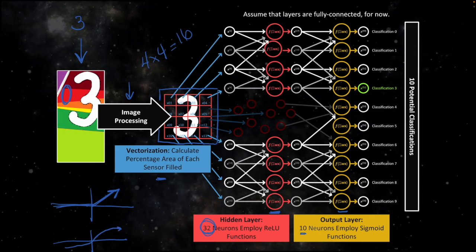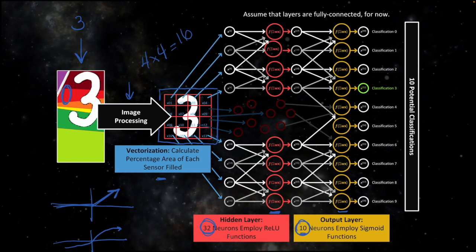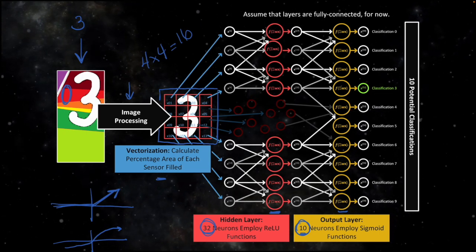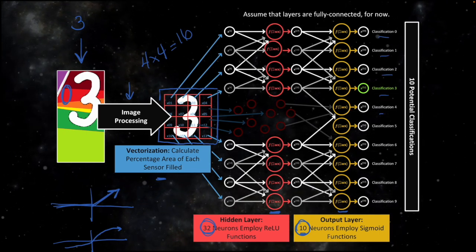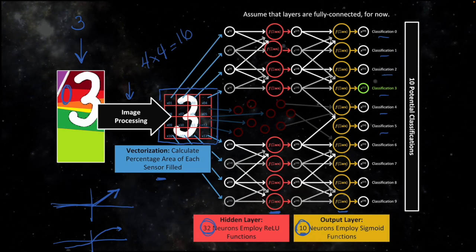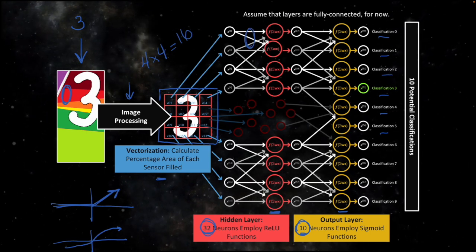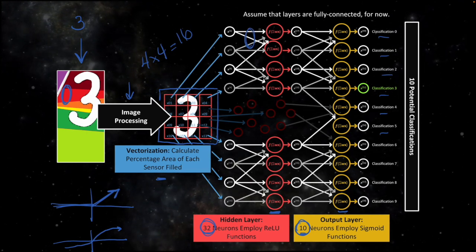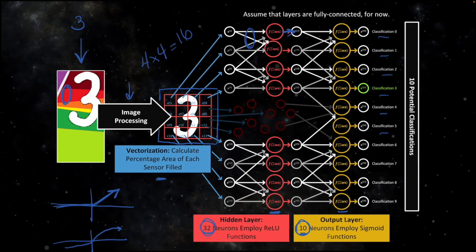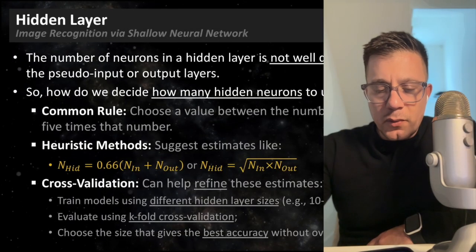Now, where did this number 32 come from? We'll talk about that more in a second. Where did this number 10 come from? Well, that's pretty straightforward. Since we're trying to recognize digits 0 through 9, that essentially means we have 10 different classifications. How do these classifications correspond to the digits? That would be dictated by how we label the training data. Now, I haven't shown all of the synapse connections between neurons, but for the time being, we'll assume that it's fully connected, meaning that any output from a given layer is connected to all inputs from the next layer. So now let's talk more about the hidden layer.